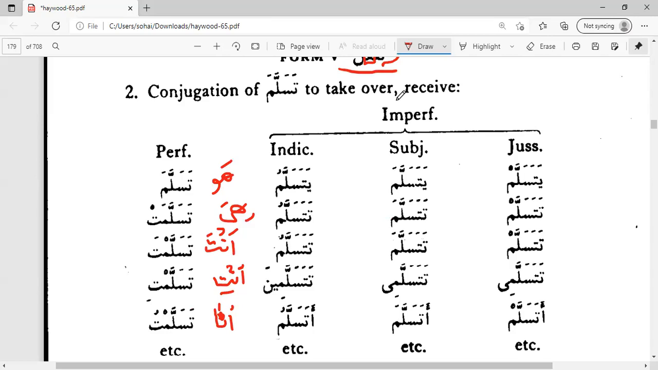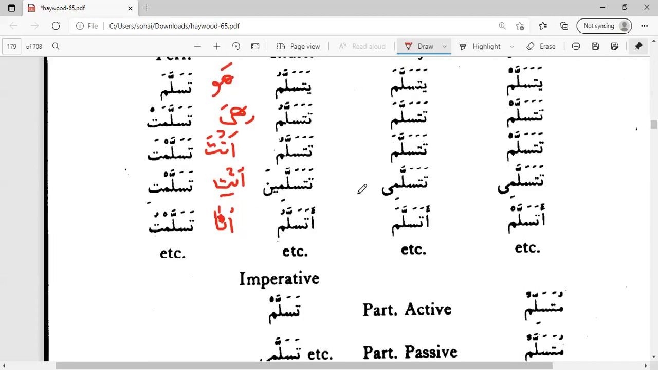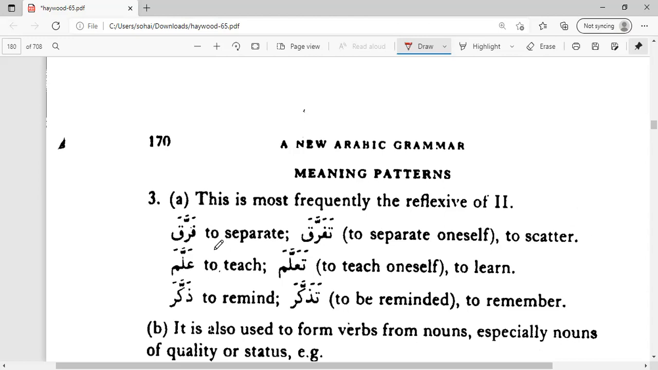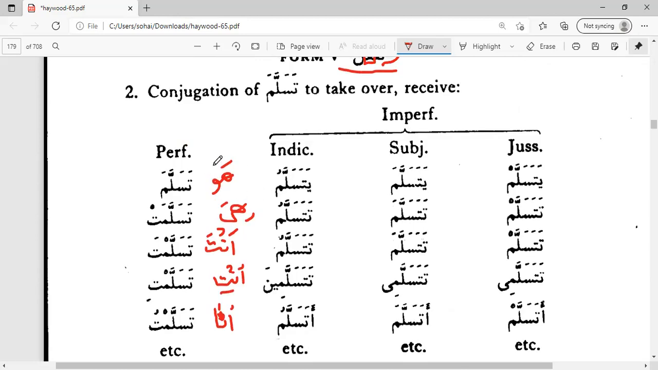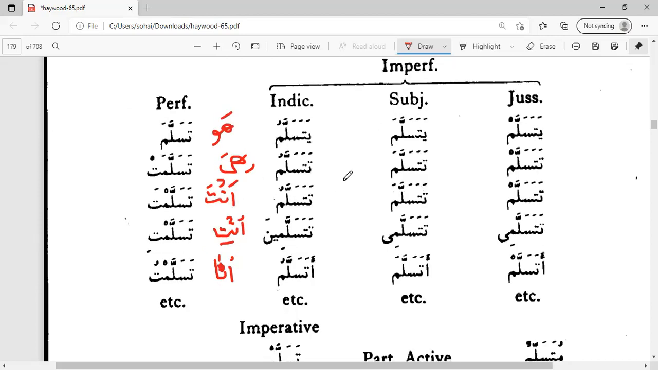So the meaning is the same, to deliver, but instead of referring to other people, it is referring back to the person. The delivery is coming to the person. In a way, it's reflecting the meaning on the person, so the meaning changes slightly. We're going to do some examples after we've done the scale, so it should become clear. It still has the meaning of delivery, but delivery to the person who's speaking, so it becomes receive. Does that make sense? Yes, sir. For example, here tasallamtu means I am taking over or I am receiving.